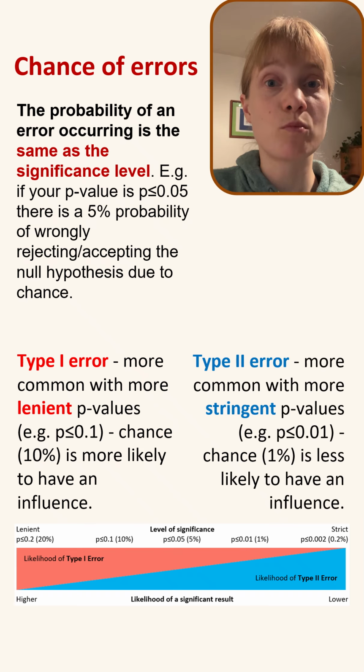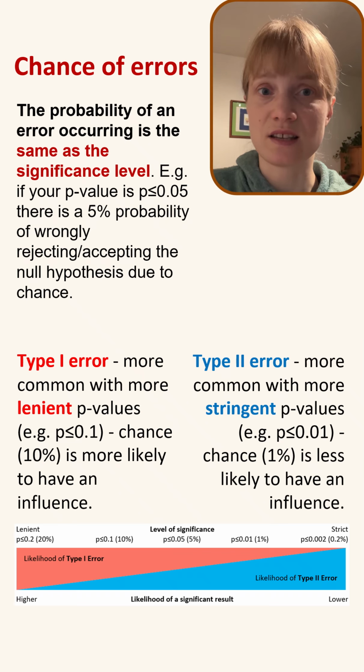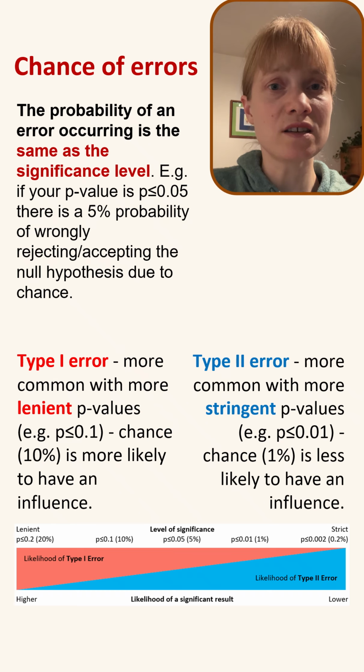Type 2 errors become more likely with stricter significance levels, such as p ≤ 0.01, because it becomes harder to find significance even when a real effect exists. So choosing a significance level is always a balance between being too lenient and too strict.